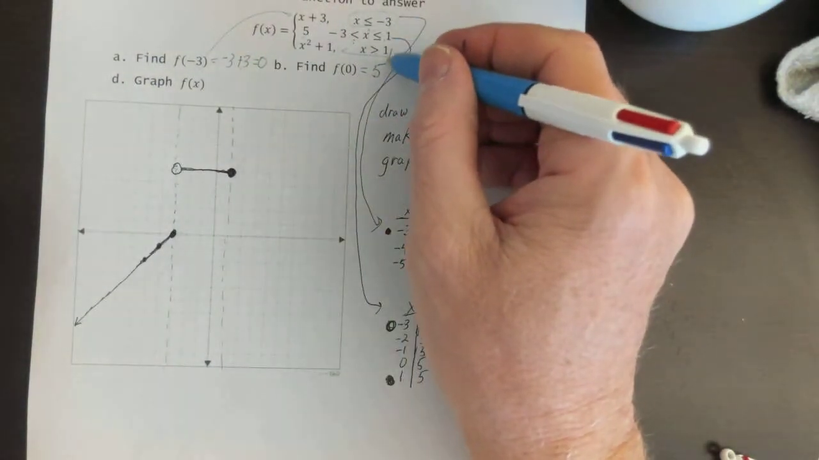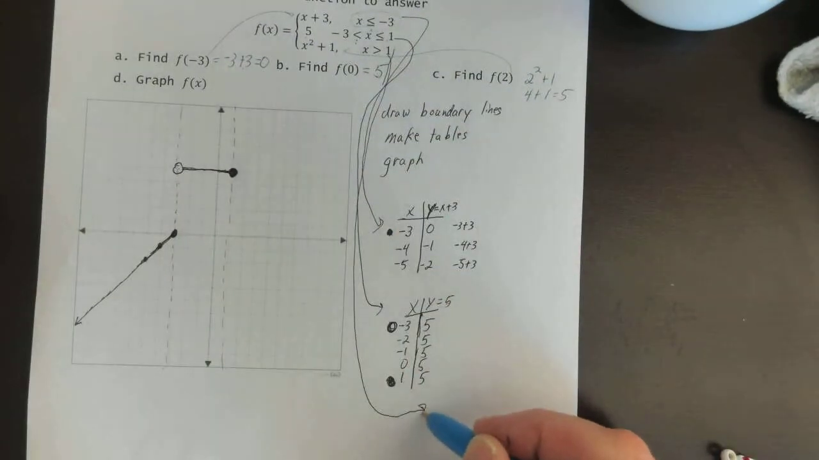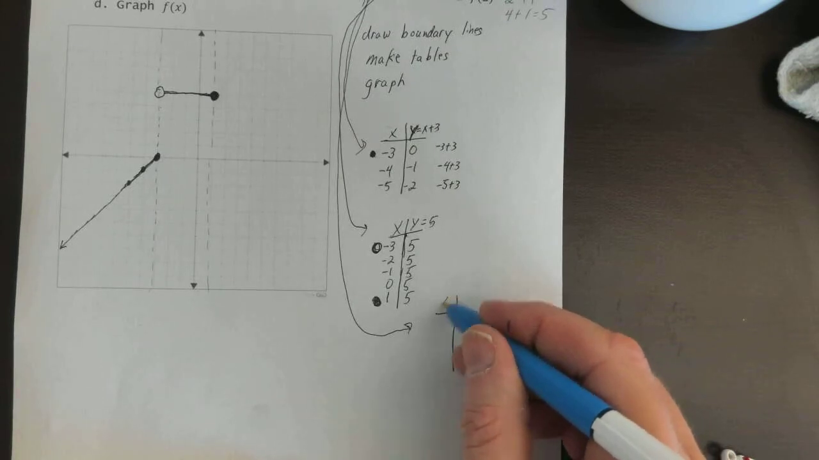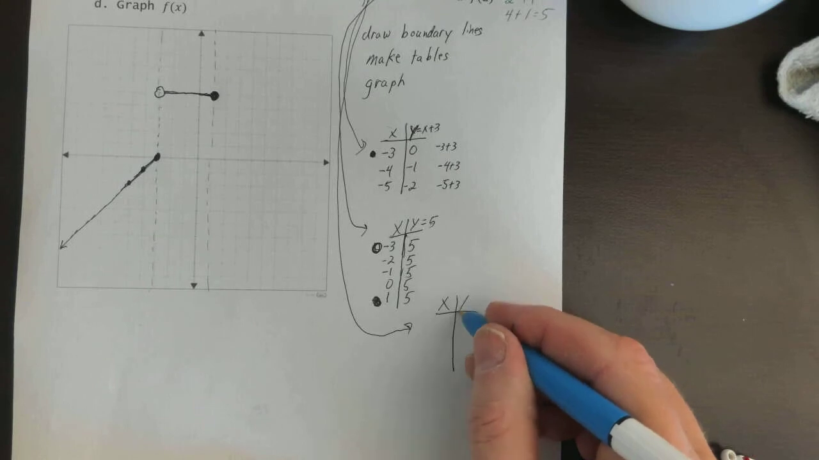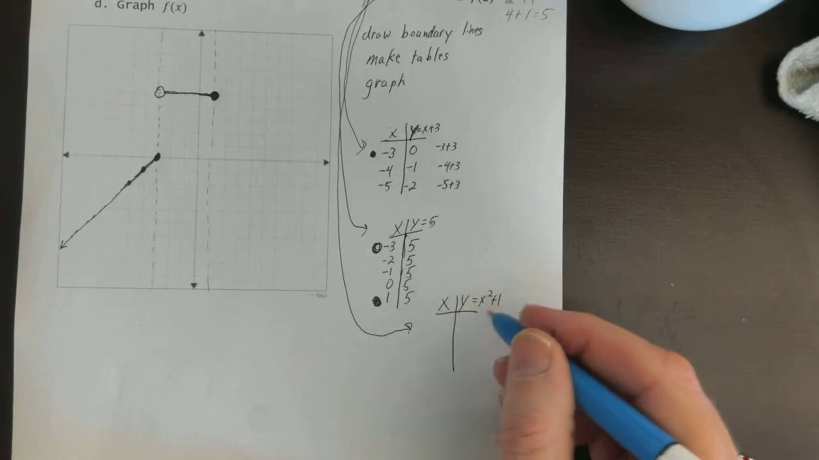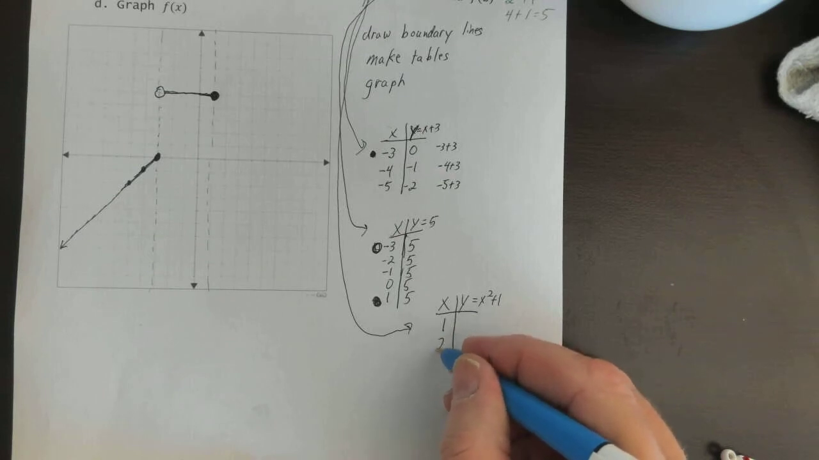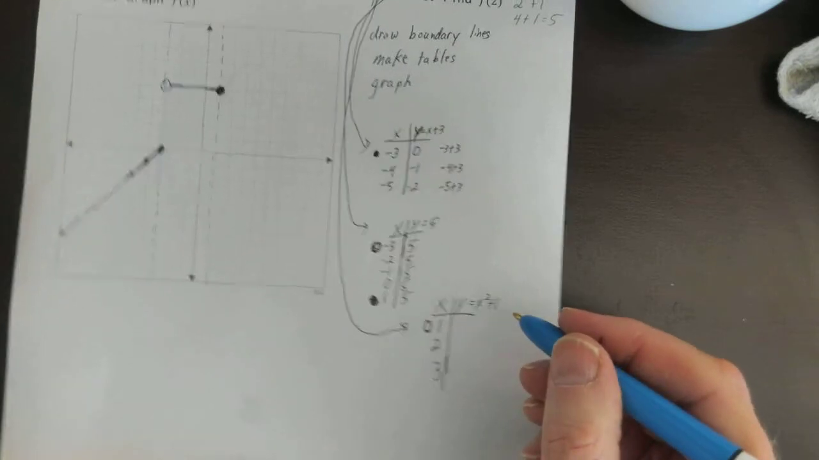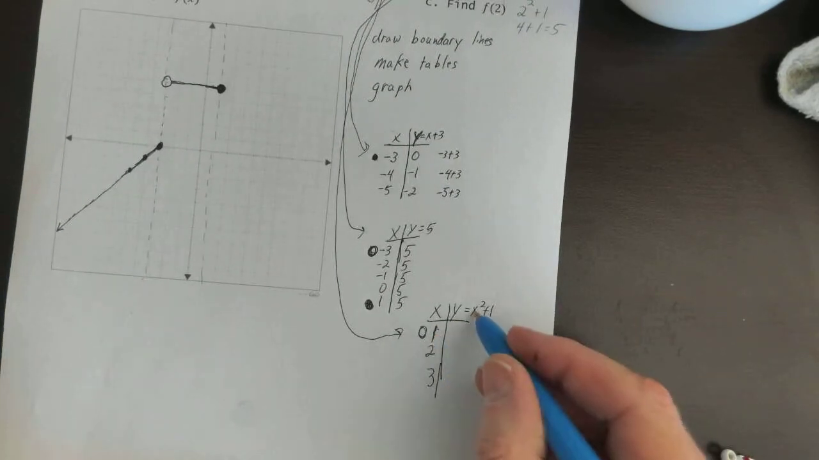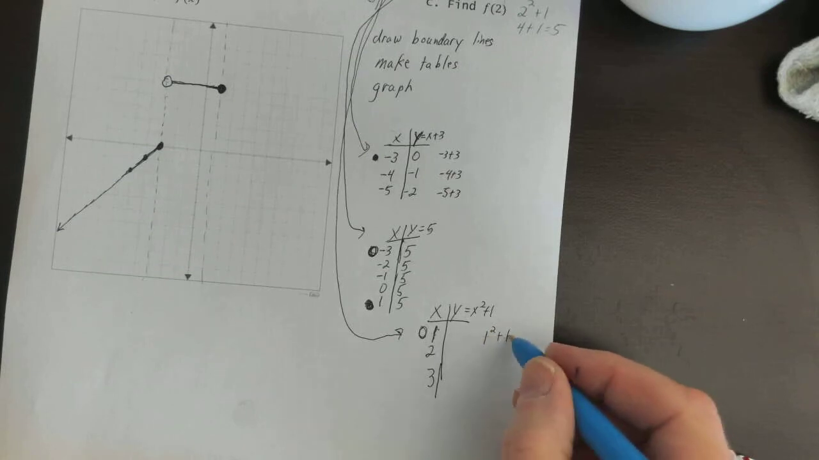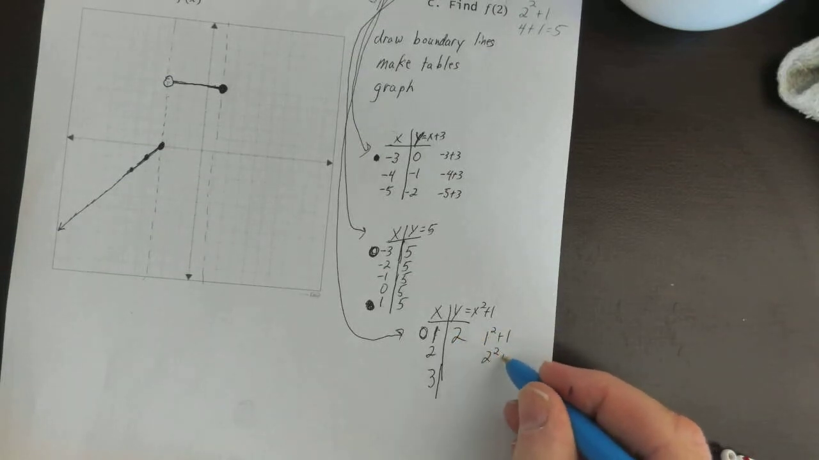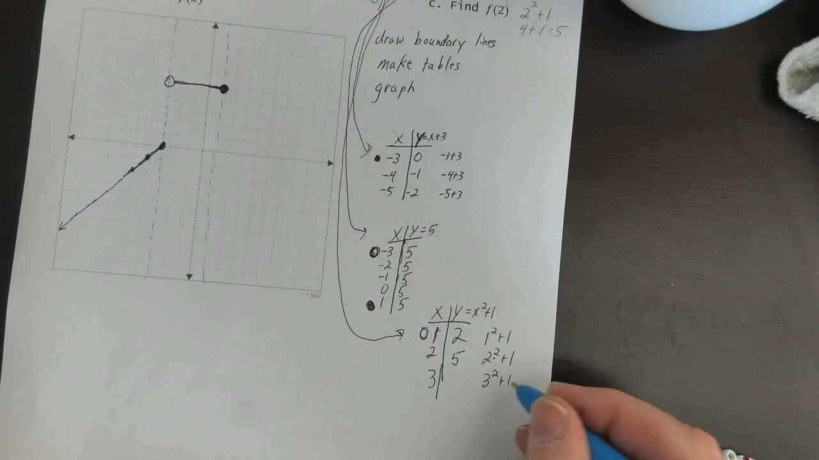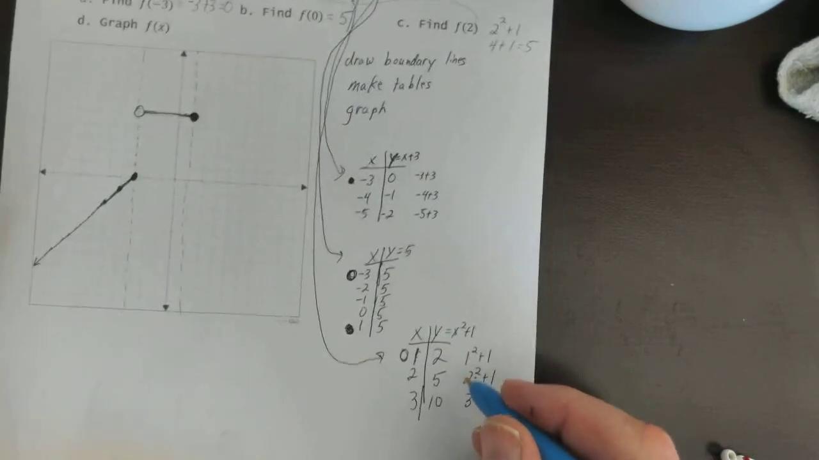And then this third table, I'll draw x and y, which equals x squared plus 1. I'm going to use the 1 and go higher, 2 and 3. But the open circle is going to be at 1 on this one. So 1 squared plus 1, that's 1 plus 1 is 2. 2 squared plus 1, that's 4 plus 1, which is 5. And then 3 squared plus 1, that's 9 plus 1, which is 10.